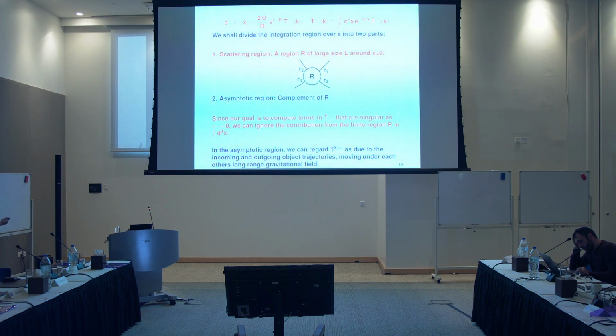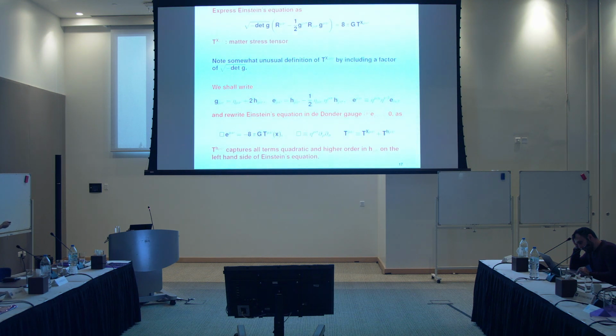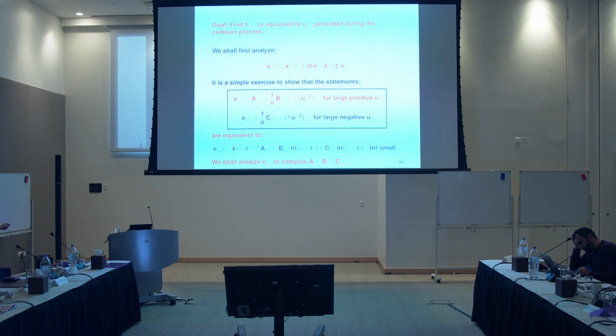So, this region R is a sufficiently large region where the scattering takes place, and then we call the complement of R the asymptotic region. Now, the point of dividing it into these two regions is the following. Our goal is to compute terms in T hat mu nu that are singular as omega goes to 0, because in order to compute A, B and C, we are looking for terms that are singular as omega goes to 0, omega inverse and log omega.